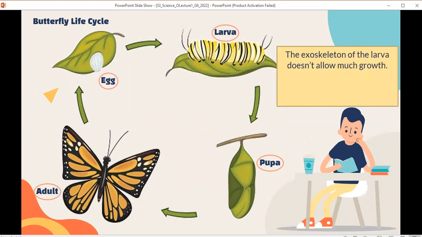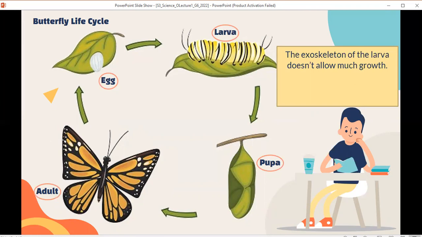The exoskeleton. So insects do not have bones like we do. What protects their bodies? They are covered with an exoskeleton from the outside, okay? The exoskeleton doesn't let them grow. So they need to change it.